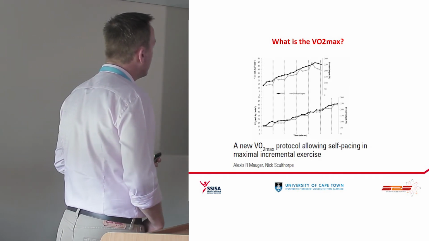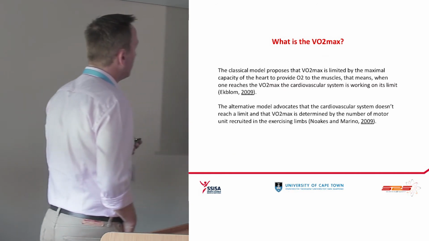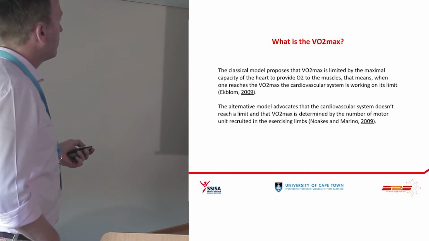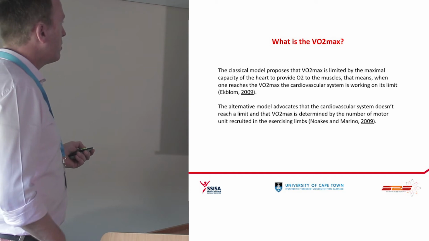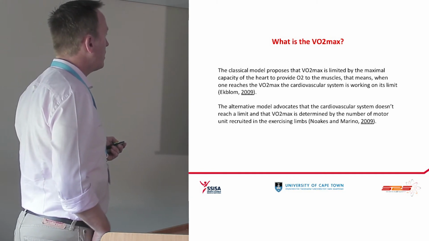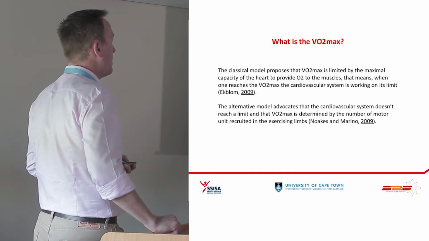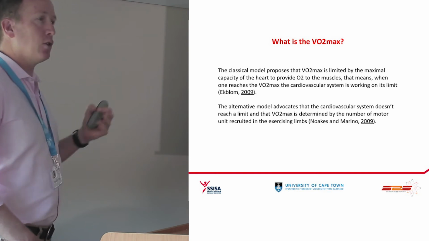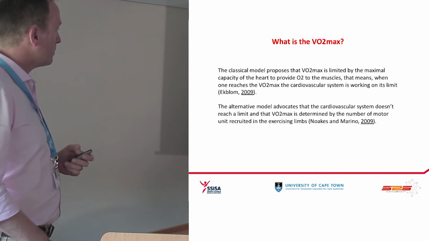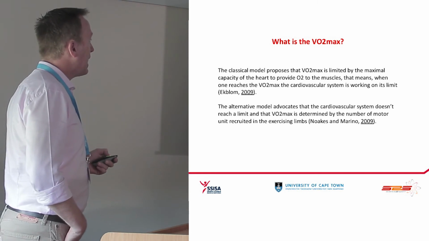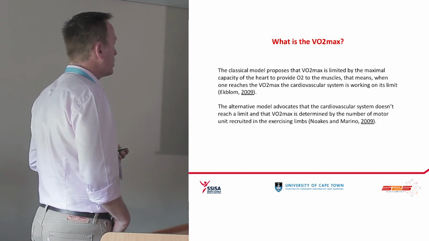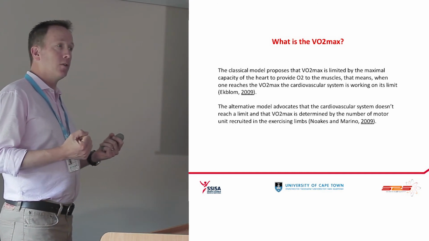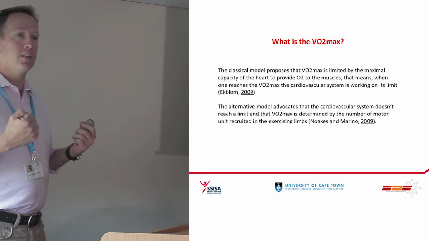So why is that the case? Well, the classical model, and this is Bjorn Ekblom, who I think died recently, and he was one of the doyens of the traditional model, proposed that VO2 max is limited by the maximal capacity of the heart to provide oxygen to the muscles. And that means when one reaches VO2 max, your cardiovascular, and I should add their respiratory system, is working on its limit. Okay. Another alternative model is that your cardiovascular system doesn't reach a limit, and VO2 max is determined by the number of muscle motor units that you are recruiting at the point that you're measuring that.